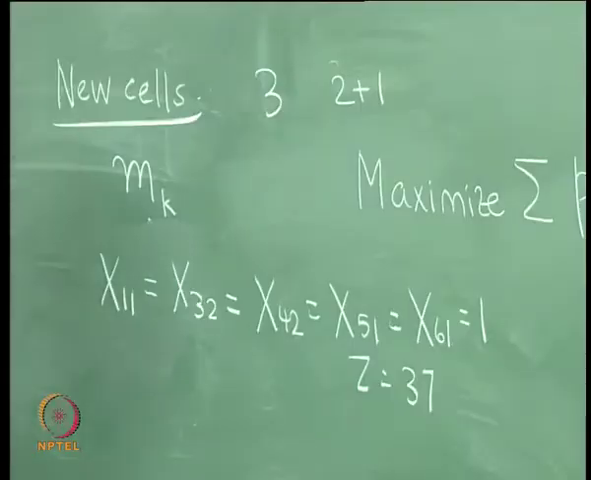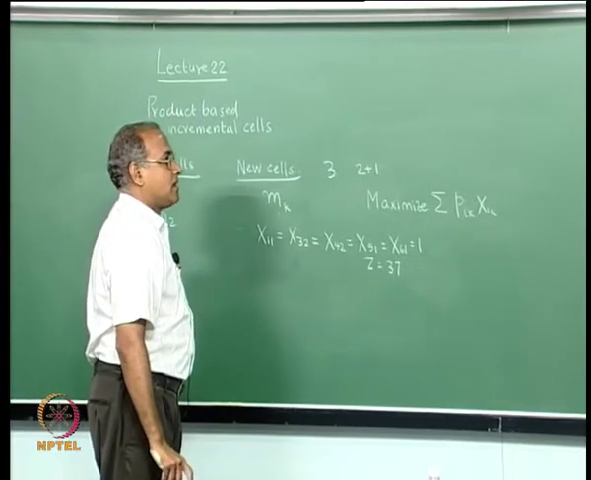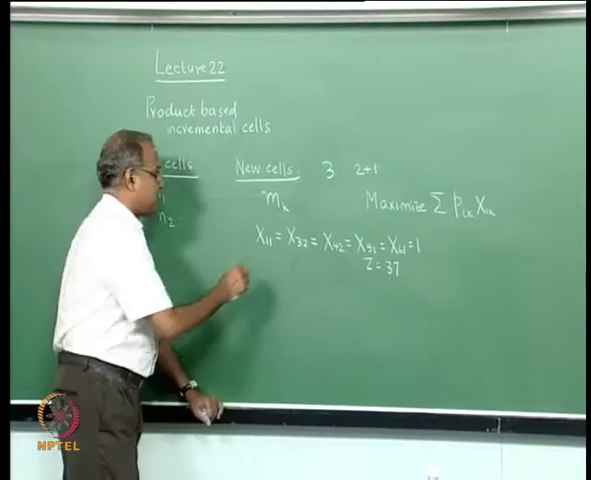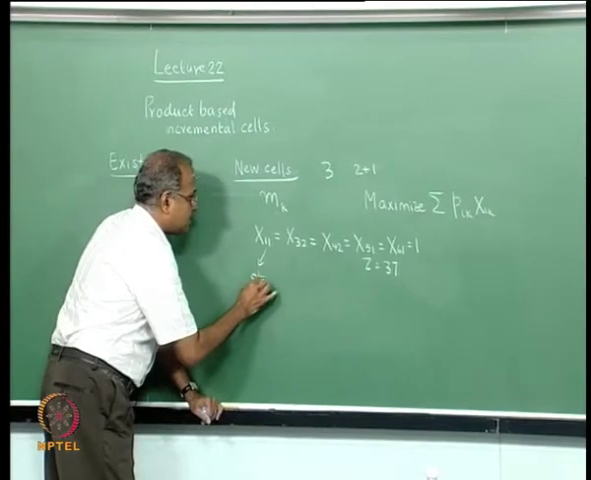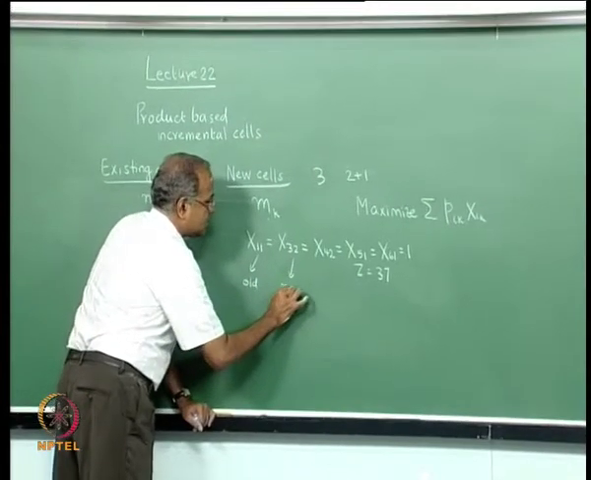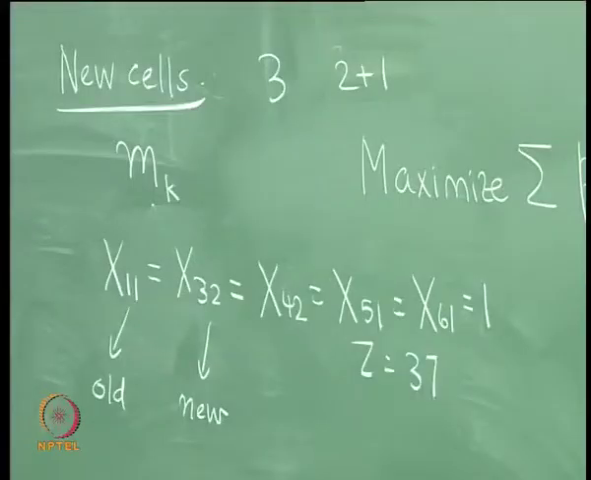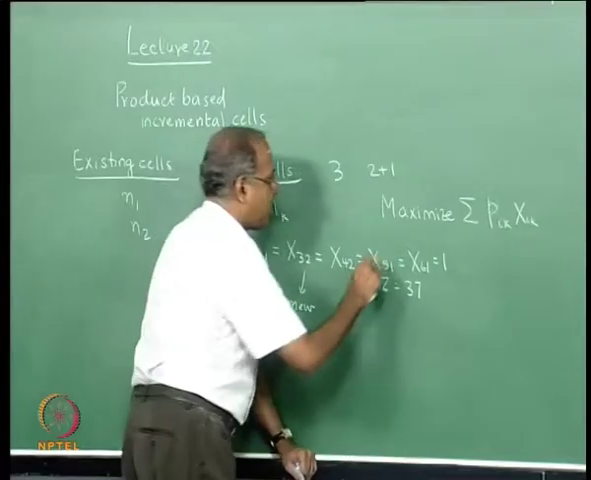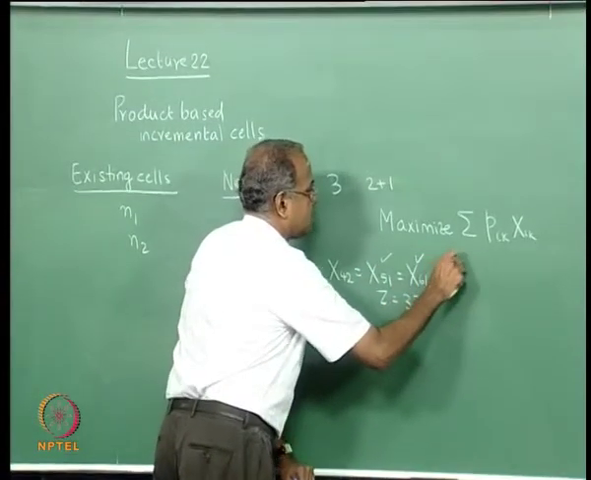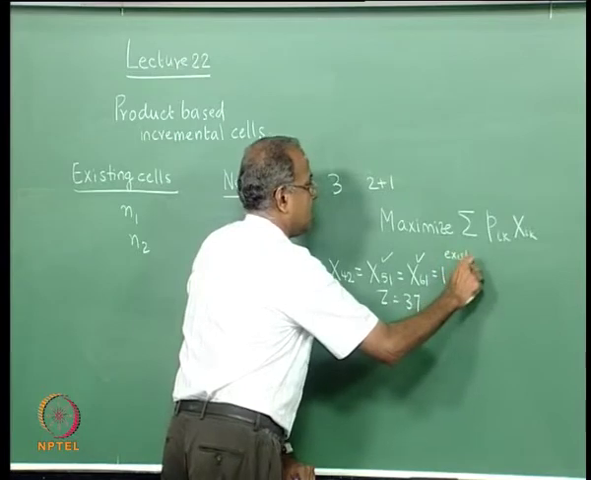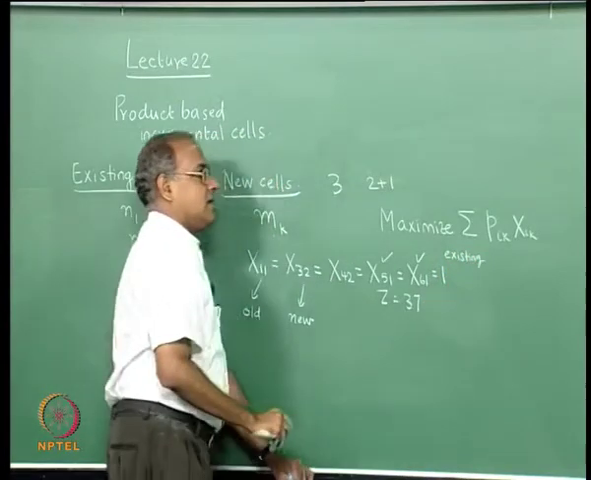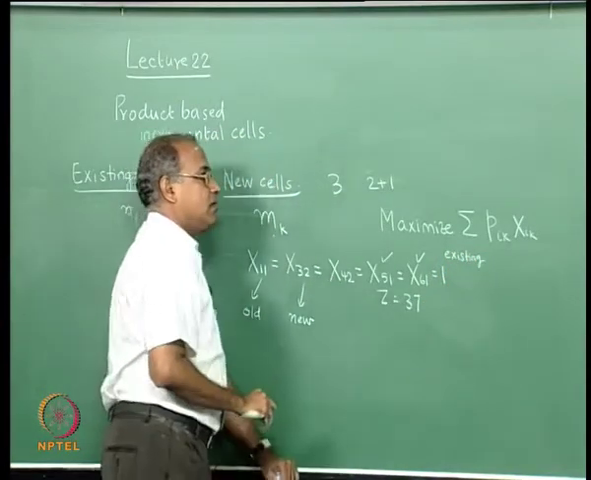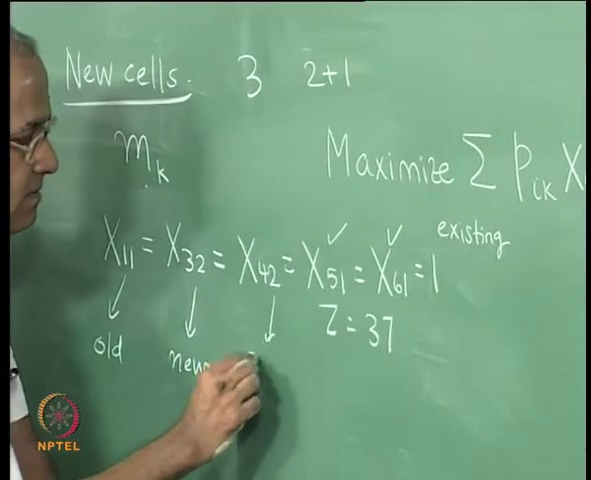So, experienced operators 1 and 3 are allotted to the old and new cell respectively. This is the old cell, this is the new cell. New operators 5 and 6 are allotted to the existing cell, the old cell, and new operator 4 goes to the new cell.